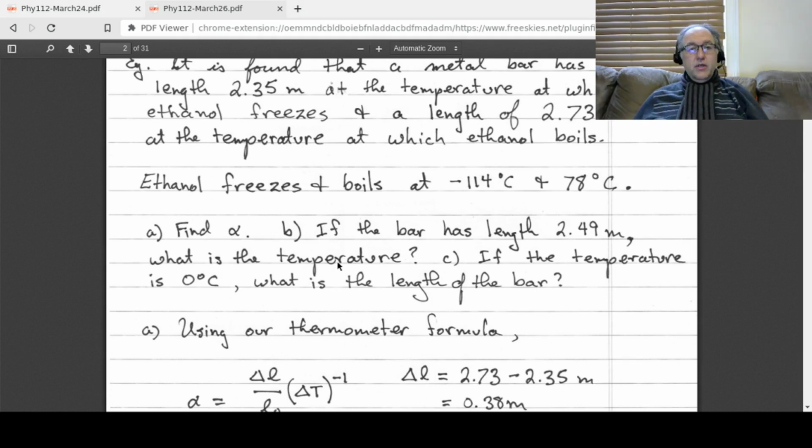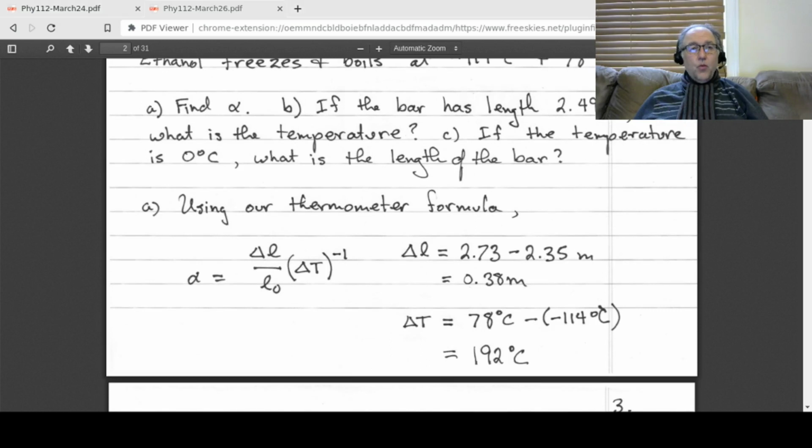Okay, so using our thermometer formula, I first rearranged it. Basically I just isolated alpha on the one side here, and so there you could see the delta L over L naught, and this is delta T to the -1. It's actually in the denominator, okay? And so we take the delta L. This is the L from where ethanol freezes to the point where ethanol boils, okay? We take that length change, and it turns out that that length change is 0.38 meters, okay?